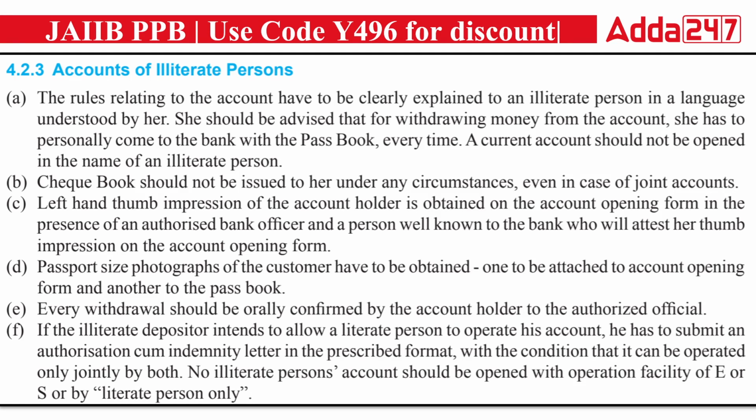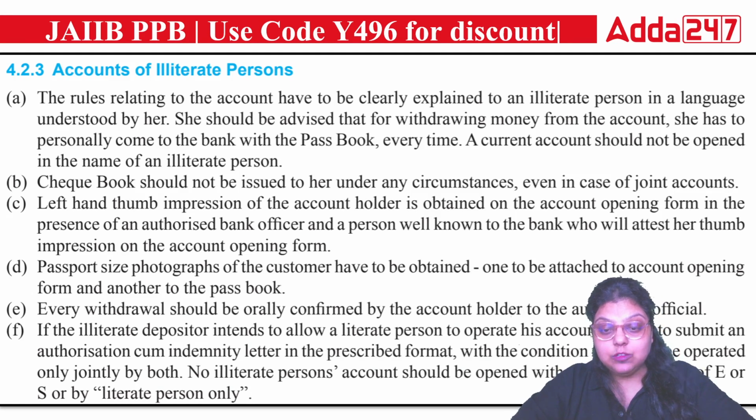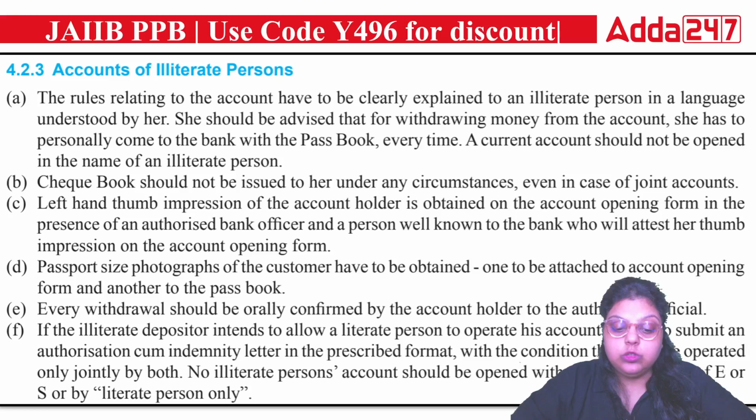In case of either or survivor, it means the literate person or the illiterate person, any one of them can use the account. No such condition should be given to the illiterate person's joint account. Second, literate person only will also not be allowed. If you want any literate person to manage your account, in that case you have to give the written consent to the bank. Also, it will be managed only with the condition of being jointly managed. It means both literate and illiterate persons' permission is required to perform any transaction in the account.